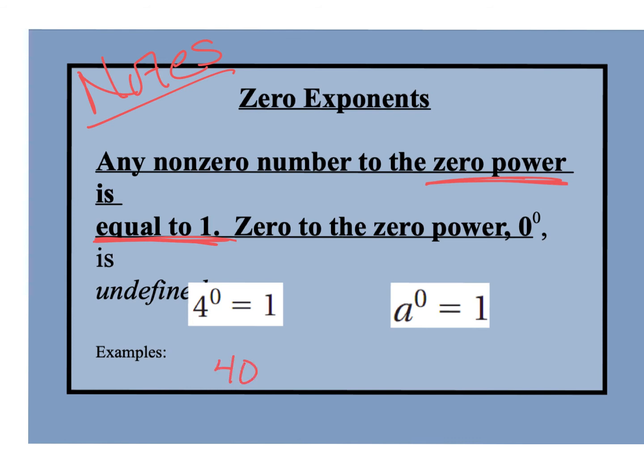Anything, 40 to the power of 0 equals 1. 2,000 to the power of 0 equals 1. Any number to the power of 0 equals 1. And down here we have 0 to the power of 0. That is what we call undefined. Sorry, it's hidden behind there, but it is undefined.